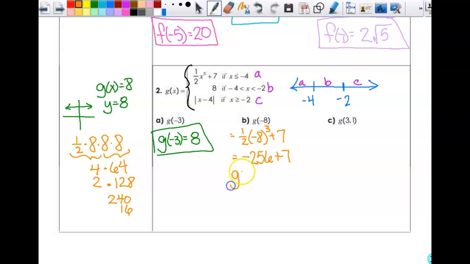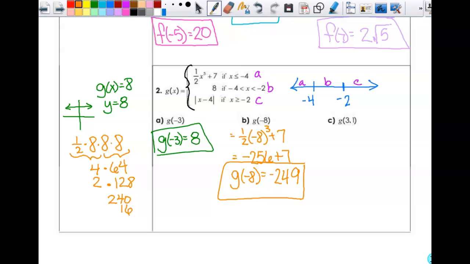So g of negative 8 equals, what's negative 256 plus 7? Negative 249. Good. And look, calculators aren't evil. And I know when you leave here, I can't say you're not allowed to use a calculator because you're going to do whatever you want anyway. But practice with your own brain and then check yourself. Nothing wrong with using it to check yourself. Just don't use it as a crutch.